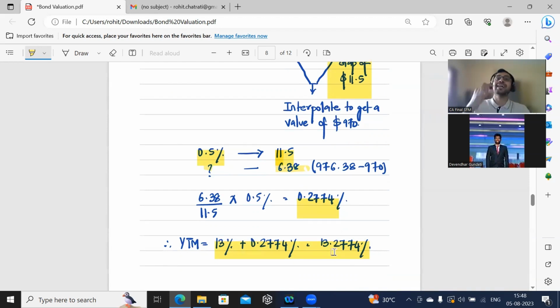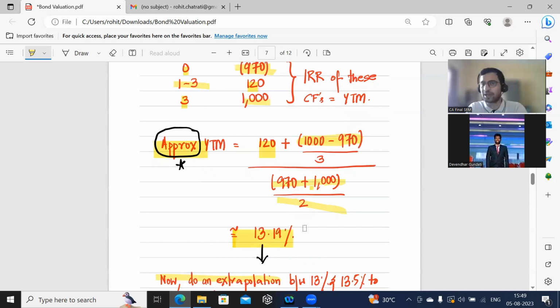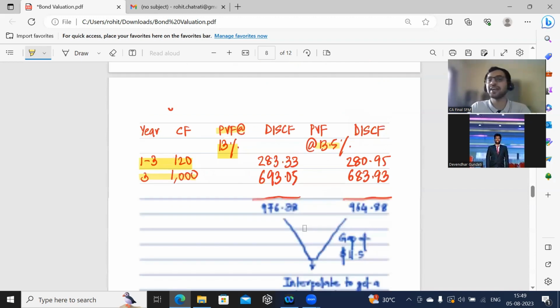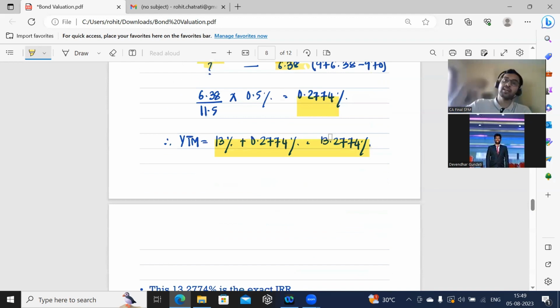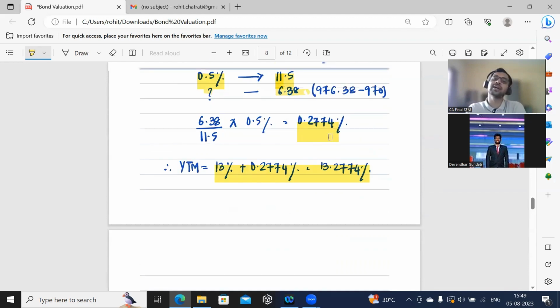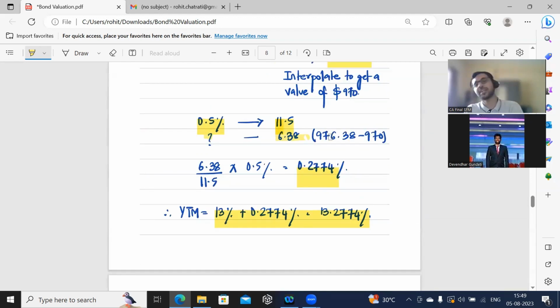Essentially, if you use 13.2774 percentage, that will give you effective future cash flows of 970, which is exactly equal to the current price of the bond. So this is going to be your YTM of the bond, 13.2774. The approximate YTM was 13.19 percentage. A refined YTM is 13.27. So this is how you calculate the approximate YTM and the refined YTM as well.